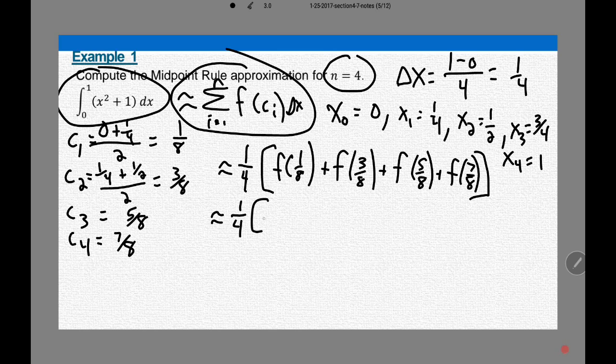This is pretty much what we did before, except now we're making sure we're doing midpoints each time. And we're just going to plug 1/8 in and square it for my function, and then we're going to add the function at 3/8 squared plus 1.